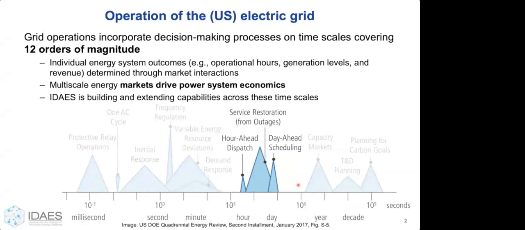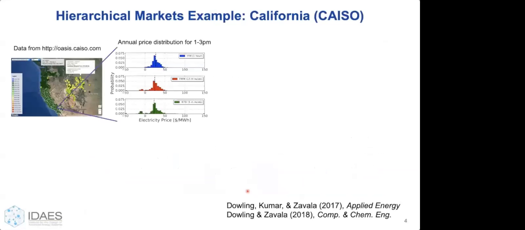This talk is going to focus on real-time and day-ahead markets, which is at this time scale here, from minutes to a day. First I'll give some background, then I'll compare bidding and self-scheduling paradigms, and then I'll talk about co-simulation to understand these resource grid interactions.